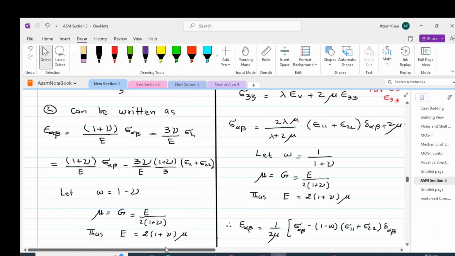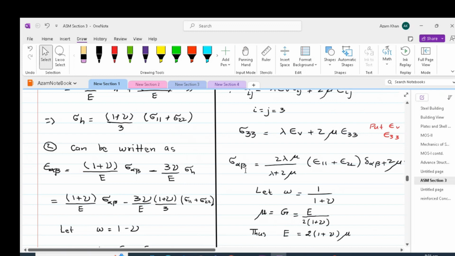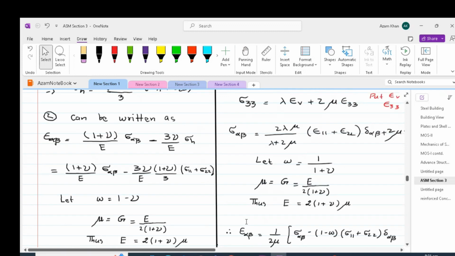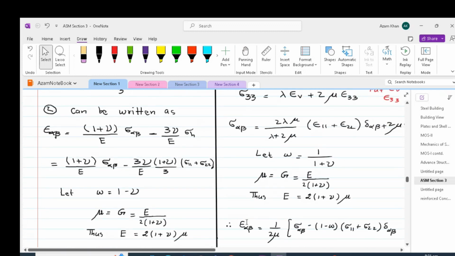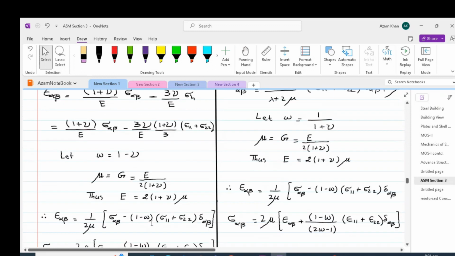Now, similar to the strain formulation where we introduce ω as 1 plus ν, over here we introduce a new constant ω equal to 1 by 1 plus ν. The main idea is to get the stress and strain equations similar, the only difference being in ω, so that we can use our stress strain equation in any problem and solve it. In the end, correspondingly, we plug in the values of ω.